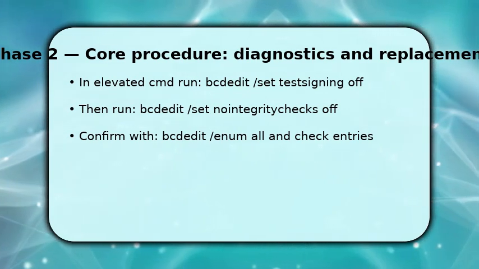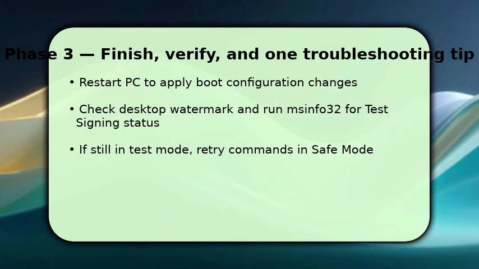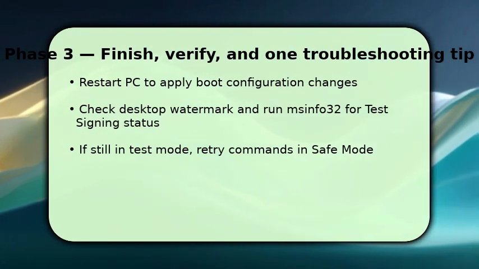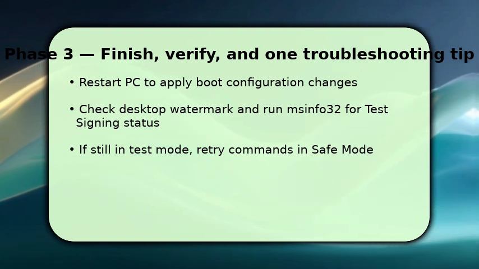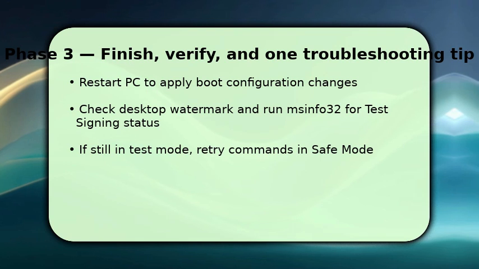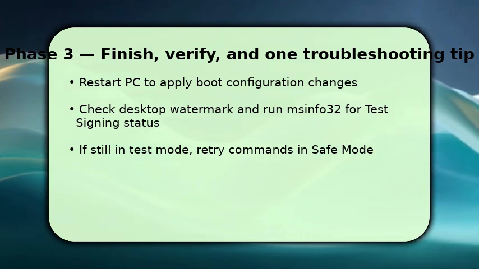Reboot the PC to apply the updated boot configuration. This is required because bcdedit changes take effect at startup. After the restart, verify visually. The test mode watermark should be gone, and you can open system information, msinfo32, to confirm test signing is disabled.